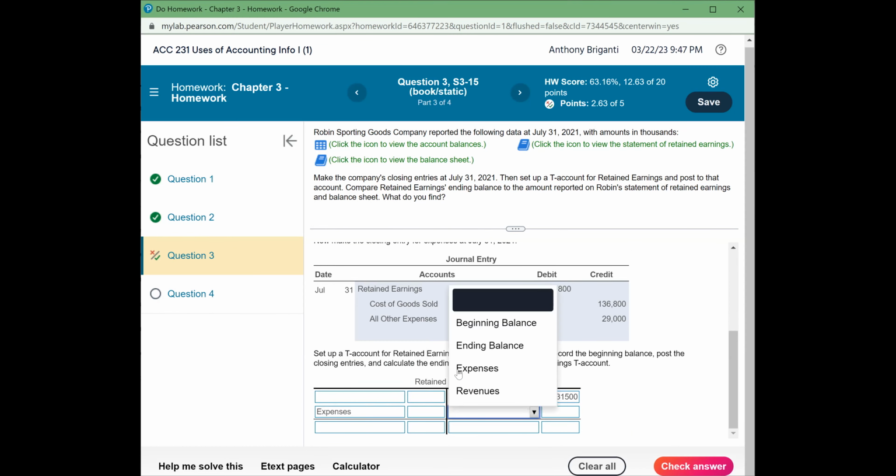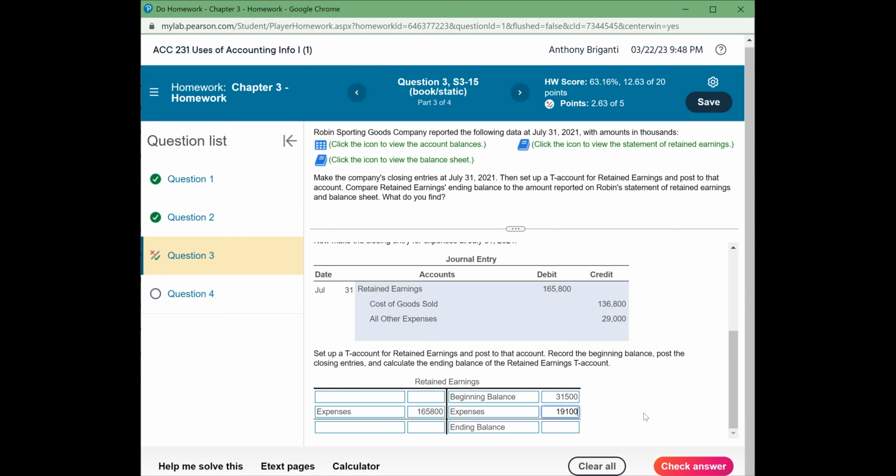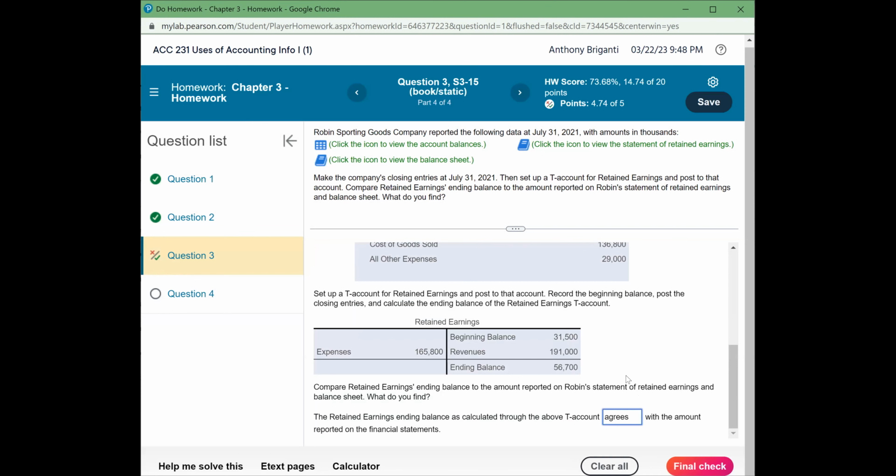So the ending balance is 31,500 plus the 191,000 less the expenses on the left there, which ends up equaling 56,700. What is not right here? Beginning balance. Oh, this is revenues. I meant that, and I put it in there. Okay. All right, and then this is a definition.